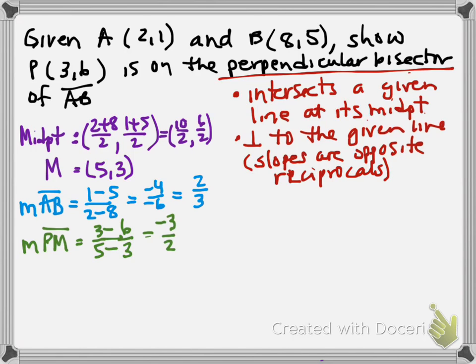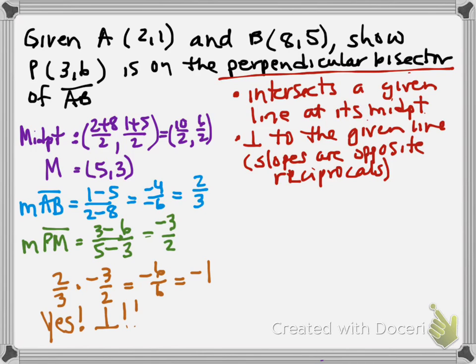So to test to see if these lines are perpendicular, I can take those two slopes and multiply them, and if I get the number negative 1, then I've just proved that they are perpendicular. Yes! Perpendicular! Okay. So what I've just proved is that segment AB is perpendicular to segment PM.